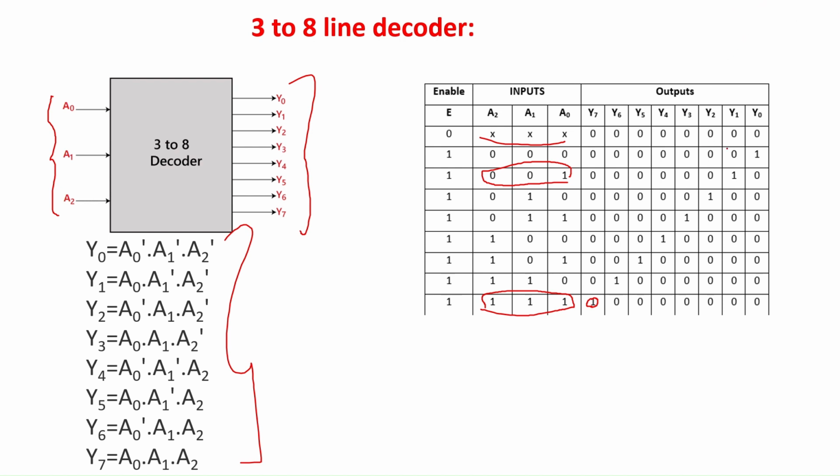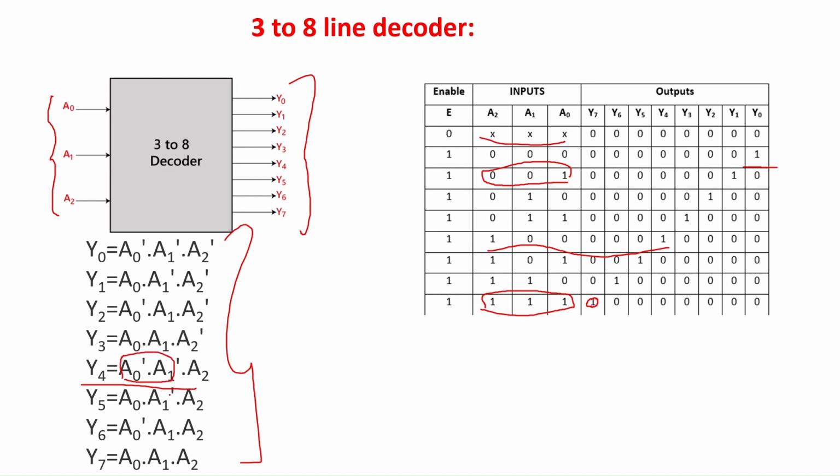y0 is set to 1 when all the 3 inputs are 0. So a0 bar into a1 bar into a2 bar. y4 is set to 1 when a2 is 1, a1 is 0 and a0 is 0. So y4 is 1 when a2 is 1 and the other 2 inputs are 0, a1 bar and a0 bar, a2.